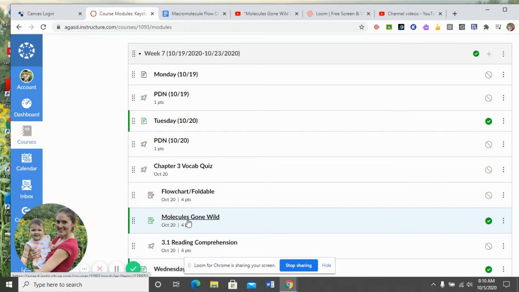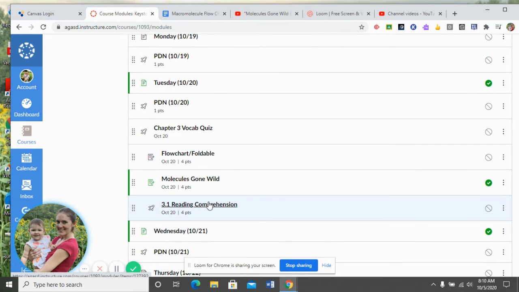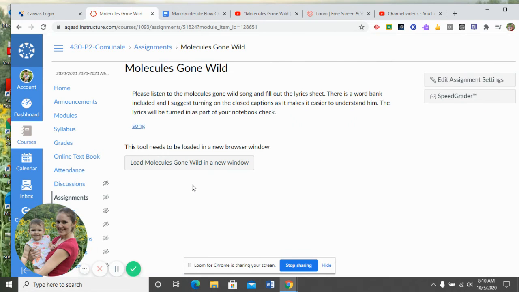Probably the last thing we're going to do is this Molecules Gone Wild. I do have a 3.1 reading comprehension up here. I haven't yet decided if we will be doing that one or not, but it is here. It's 4 points. Let's look at this Molecules Gone Wild.